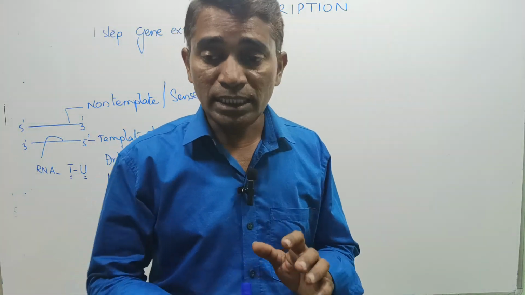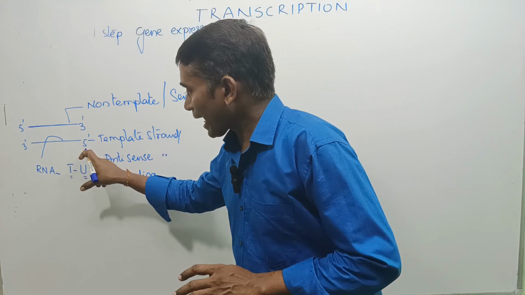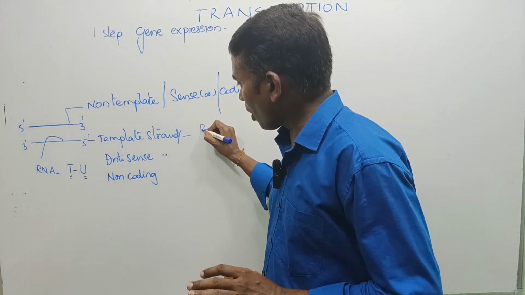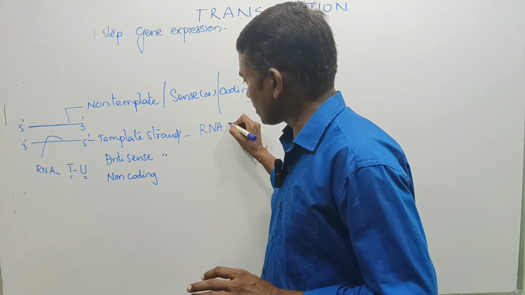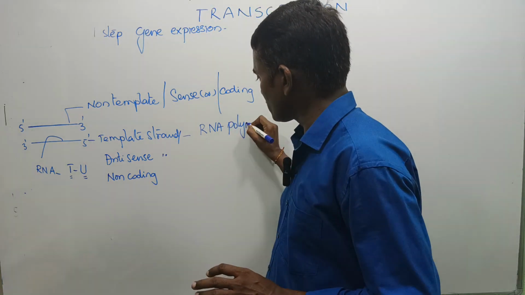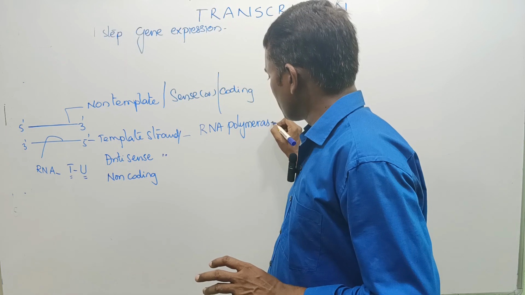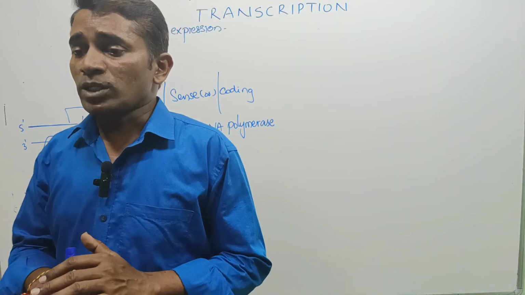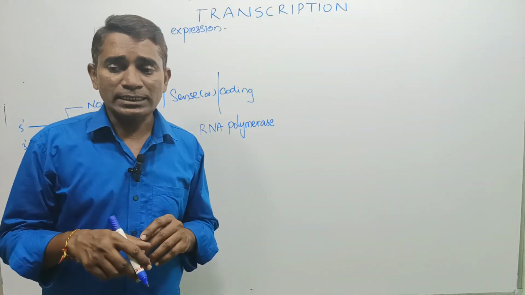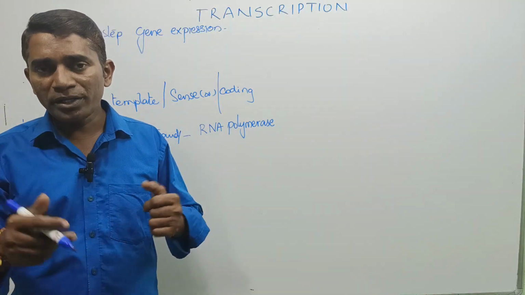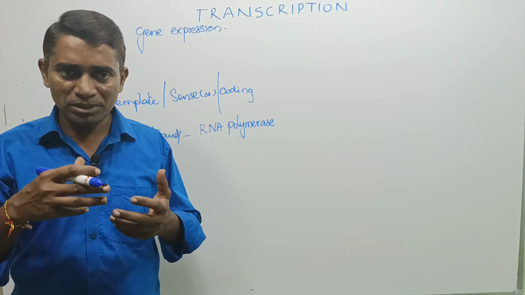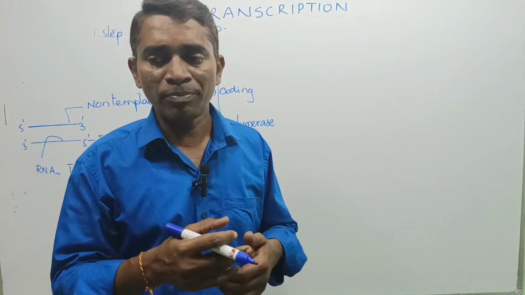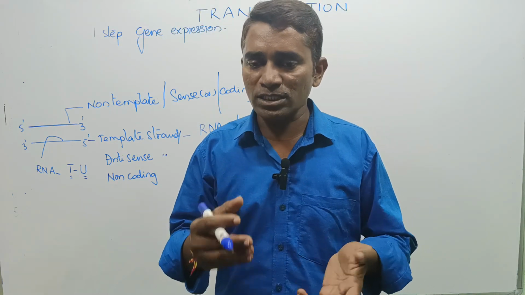For this synthesis, this strand acts as the template. Upon the template strand, the RNA polymerase enzyme binds. RNA polymerase binds on the template strand, so that it catalyzes synthesis of RNAs, or transcription. The products are transcripts, primary transcripts. These are the immediate products of transcription.